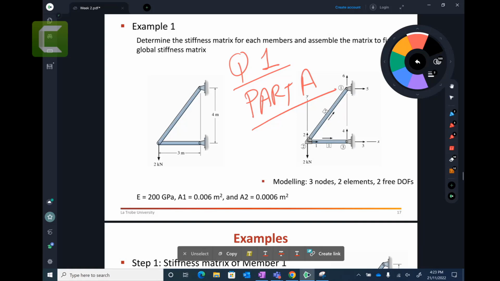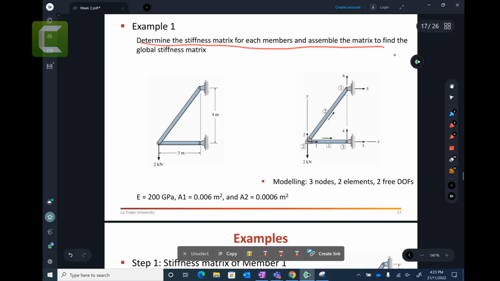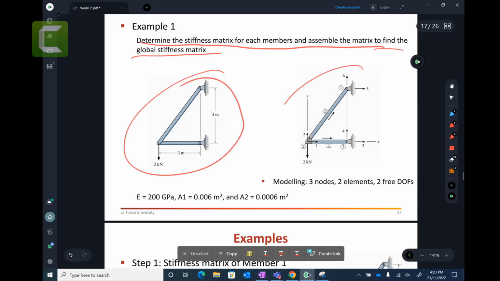It will take you half an hour, 1 hour, 2 hours, depending on your capacities. I will show you at the end as well what typical questions look like: determining the stiffness matrix for each member and assembling the matrix to find the global stiffness matrix. That's the question. And this is the truss system given to us, and we model it.